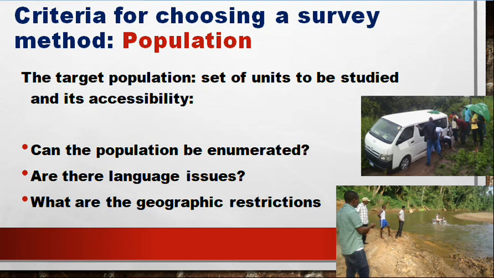You are considering the population to be studied. So you check whether this is a population you'll be able to reach via email, via telephone, via face-to-face, and then you also check whether this community has issues with language, where you have to invite people who can speak the language to manage the situation.